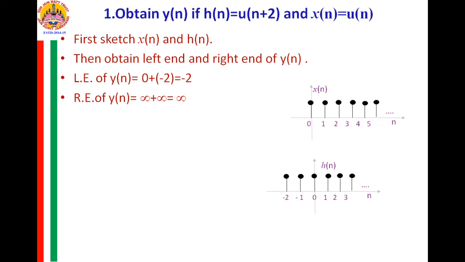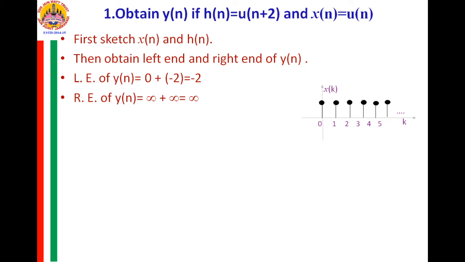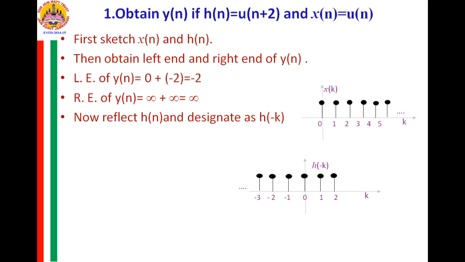Now, knowing that y of n exists from minus 2 to infinity, we have to identify its amplitude in this region from minus 2 to infinity. For that, we start by first sketching x of k with respect to k, and then we reflect h of n about the origin and designate it as h of minus k. To start with, at n equal to minus 2, to obtain h of minus 2 minus k, we have to shift this reflected signal h of minus k towards the left side by an amount of 2.